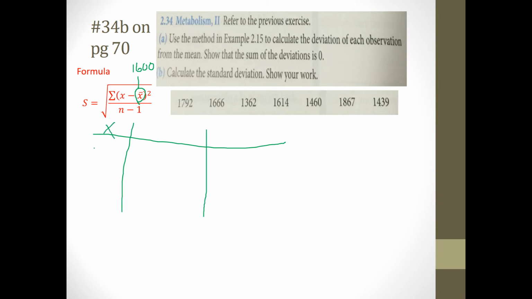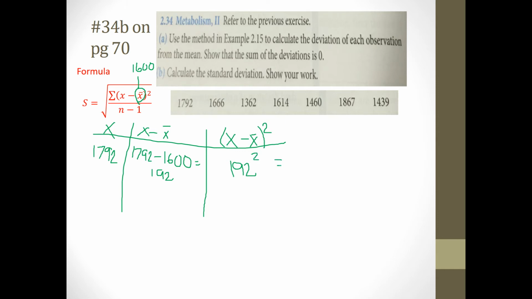So I'm going to organize this data. First thing I'm going to do is write down my X value. The first X value was 1792. And then I'm going to take that X value and subtract the average. So I'm going to do 1792 minus my 1,600, and that's going to give me 192. And then I'm going to take that value, so the X minus the X bar, which we just found was 192, and I'm going to square it. That's what this means right here. We're going to subtract first and then square. So I'm going to take that 192 and I'm going to square it.